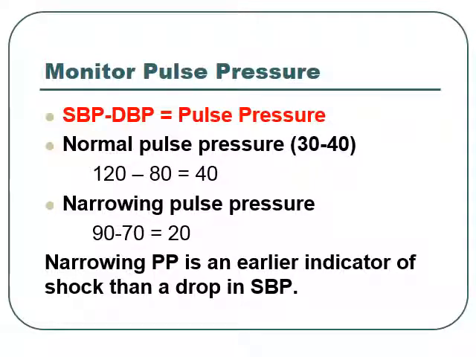If we have a narrowing pulse pressure, that would be something like 90 over 70, and the difference between those two would be 20. Okay, and if we have a narrowing of that pulse pressure, it's an early sign of shock, and it is an earlier indicator than our blood pressure. So we want to make sure that we're monitoring that as well.